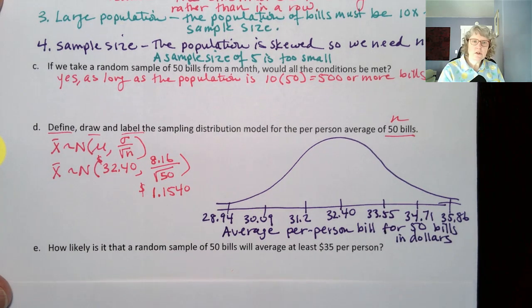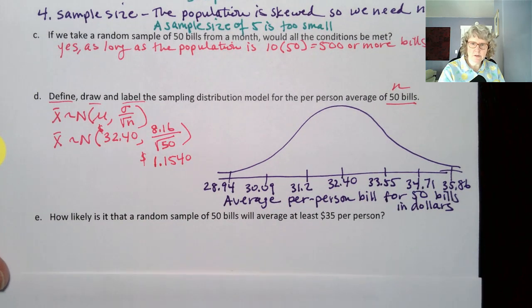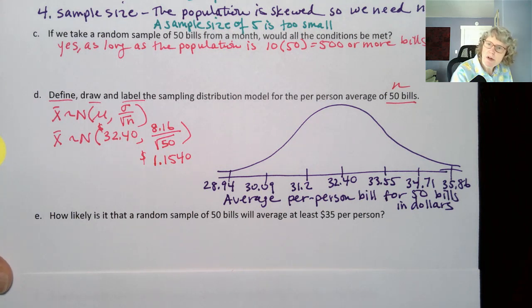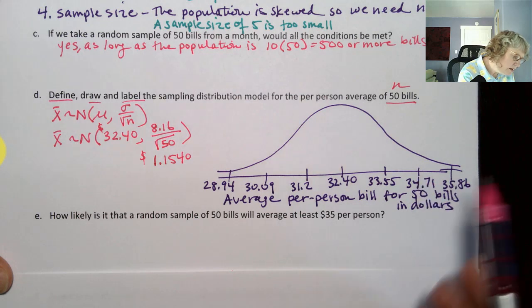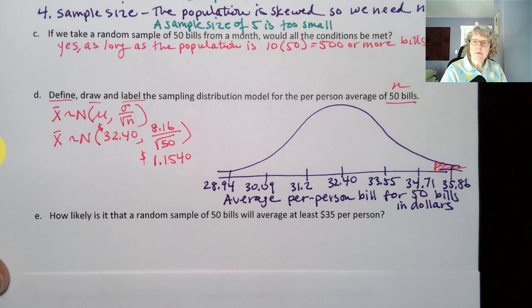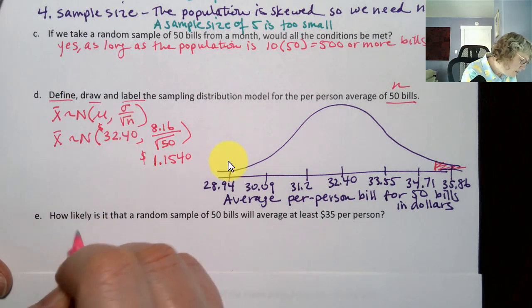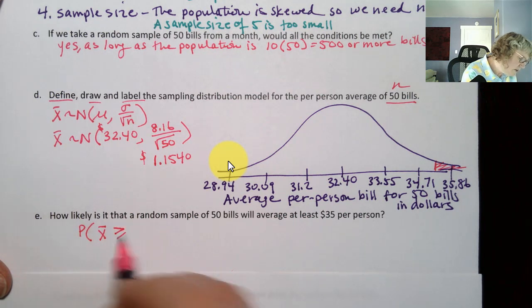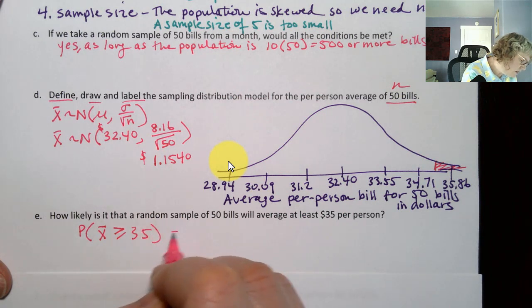Okay, now we have 2 questions to answer from here. E is, how likely is it that a random sample of 50 bills will average at least $35 per person? So let me find my $35. It's somewhere in between these two. So it looks like we'll have some non-zero probability there. Let's go back to Statlet. So I'll write my probability statement first. Probability that X bar is greater than or equal to $35.